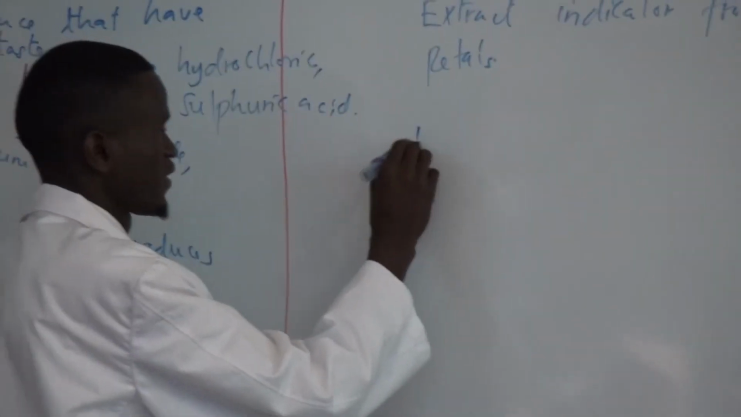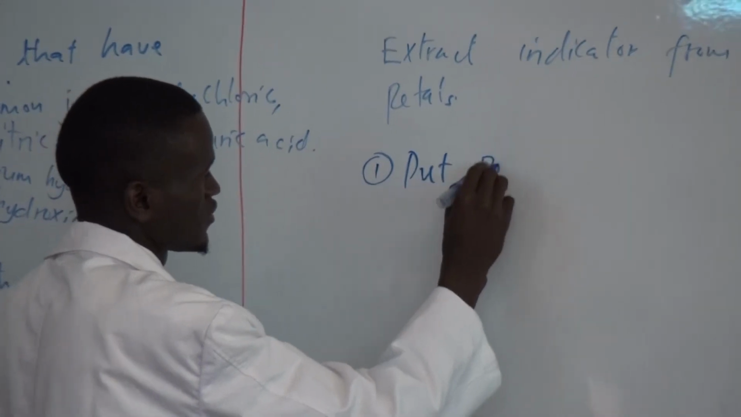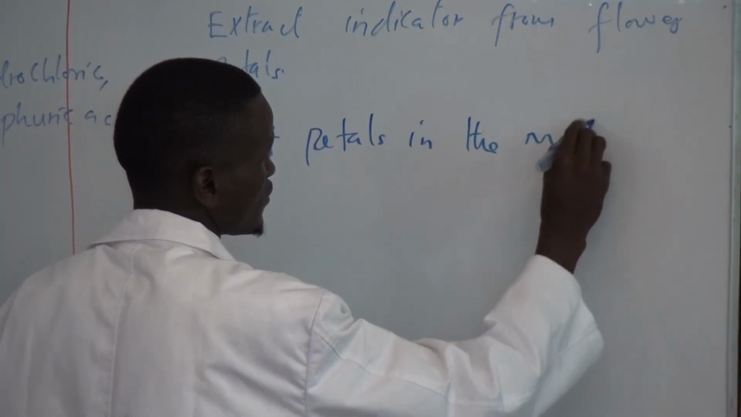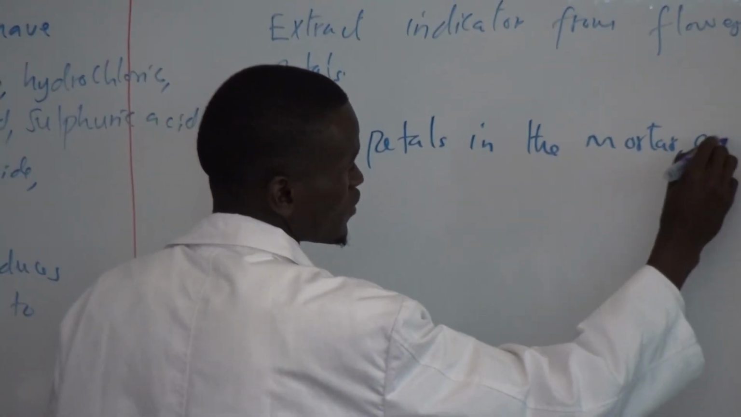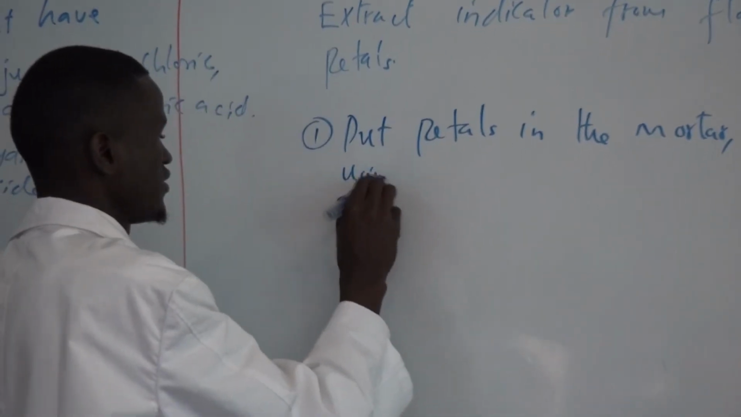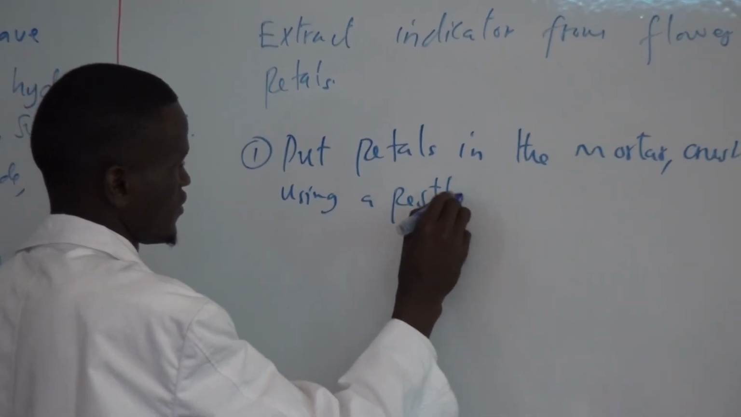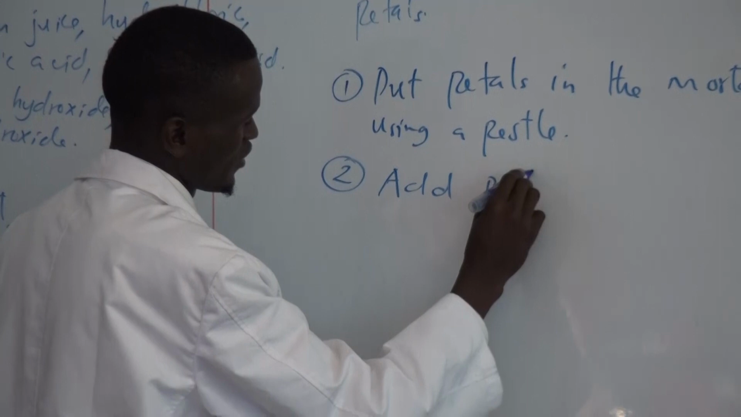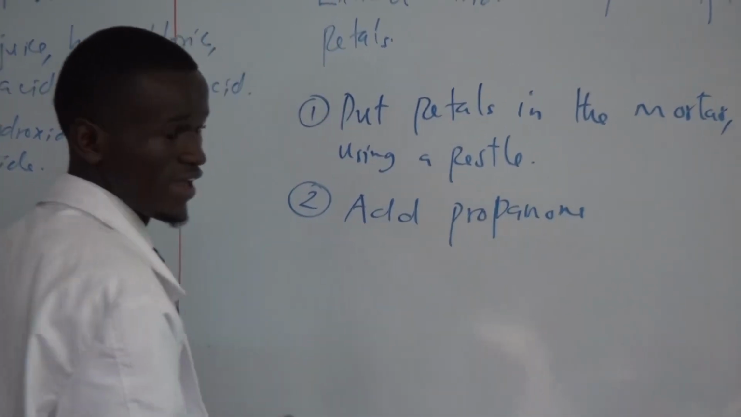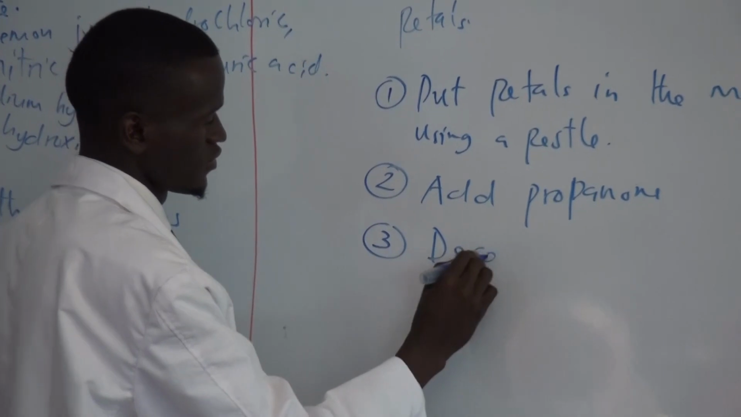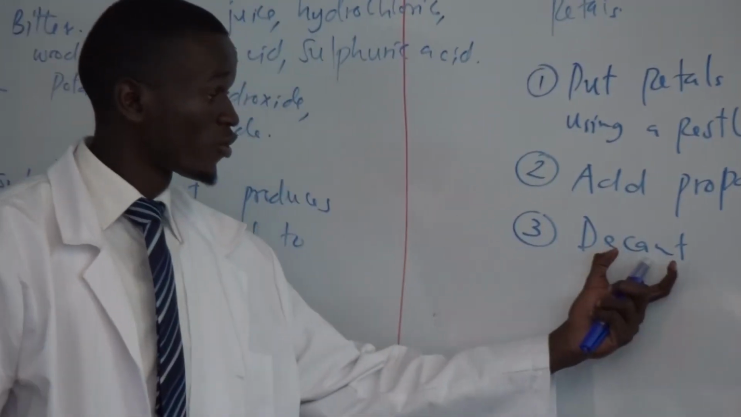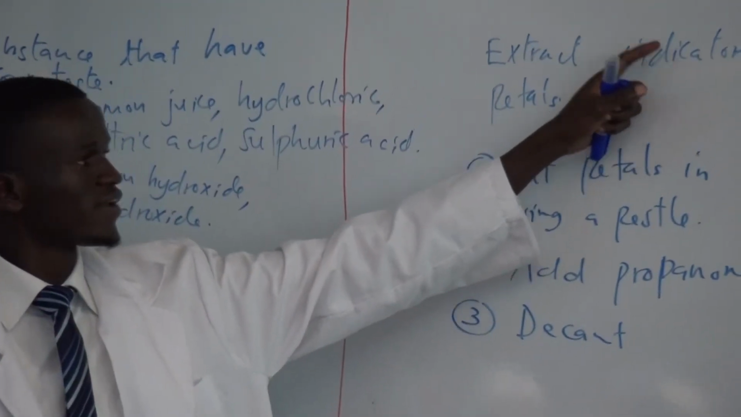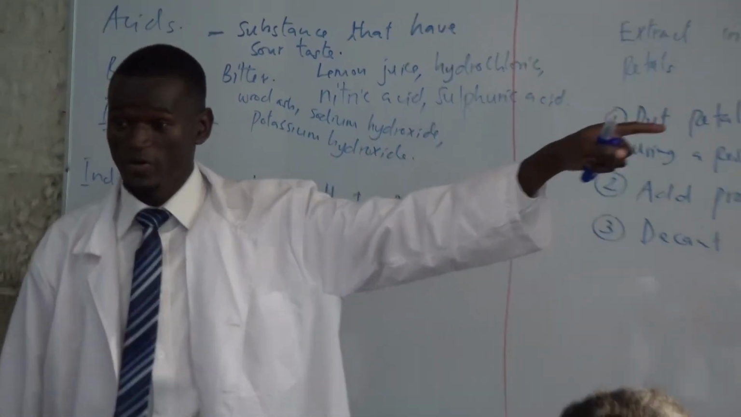One, you put the petals in the mortar. Then what do you do? Using a vessel. Then what do you do? Add propanol. Then here we will decant. So the solvent we're going to decant from this process will be an indicator that is extracted from the flower.